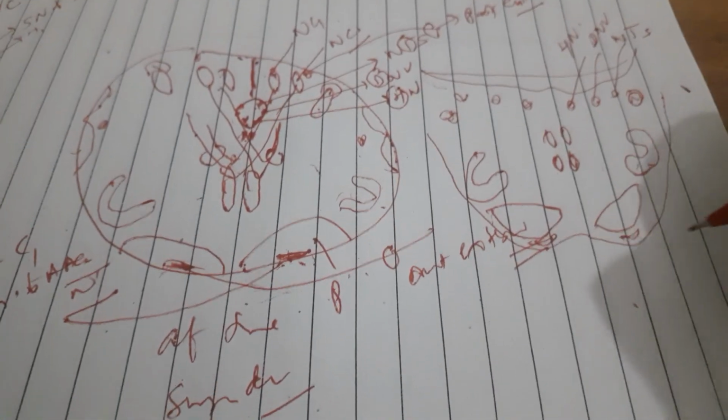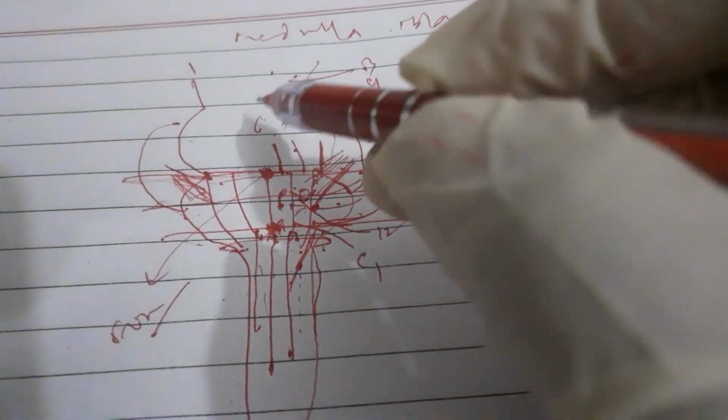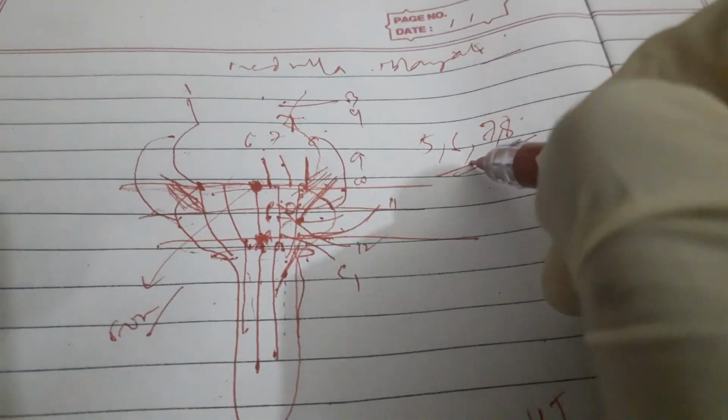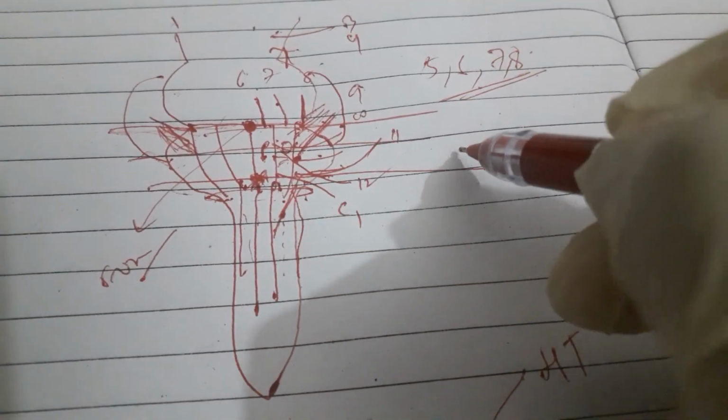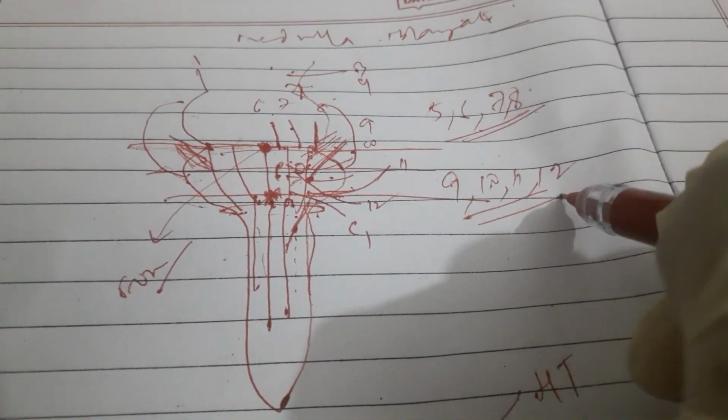One thing I would like to say is that from the midbrain, two cranial nerves come out, the third and fourth. The fourth comes from the dorsal aspect. And from the pons, the 5, 6, 7, 8 nuclei lie. I am talking about the nuclei. And here lie the 9th, 10th, 11th and 12th.